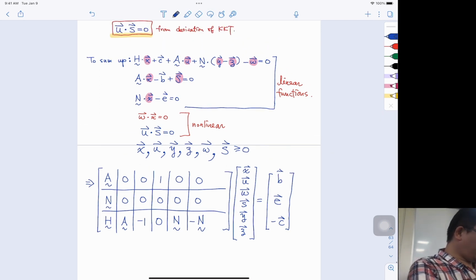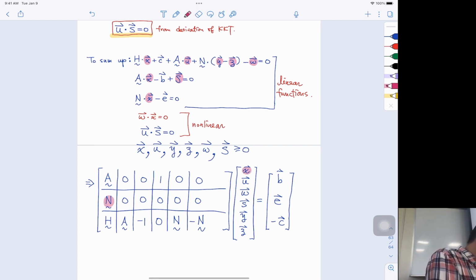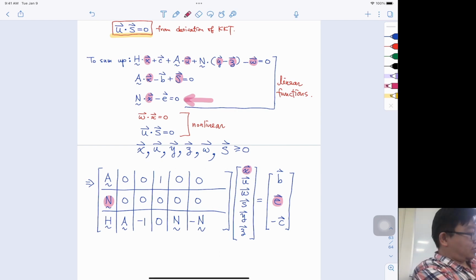So let's check the first one. A times x plus 1 times s equals b. That's exactly the second equation, right? A times x plus s equals b. Now let's check the second line. N times x equals e. That's exactly the third equation, Nx equals e, right?